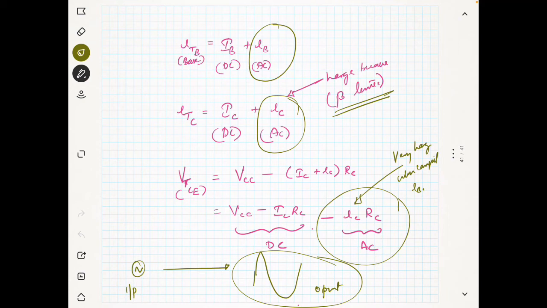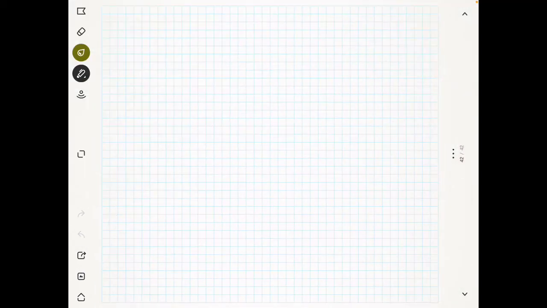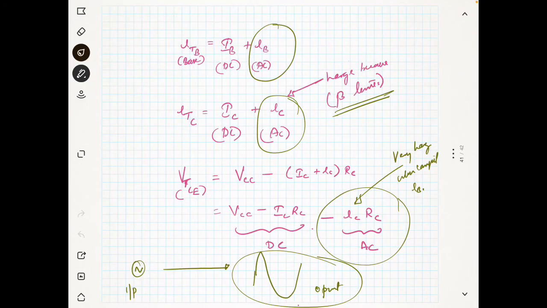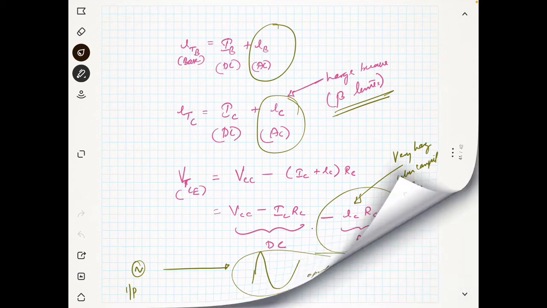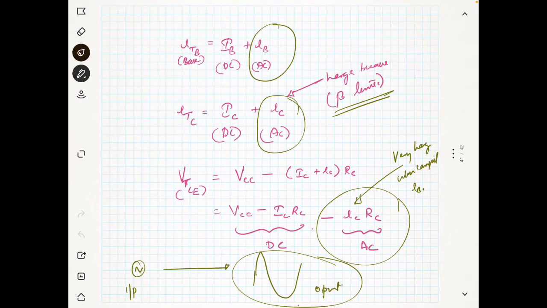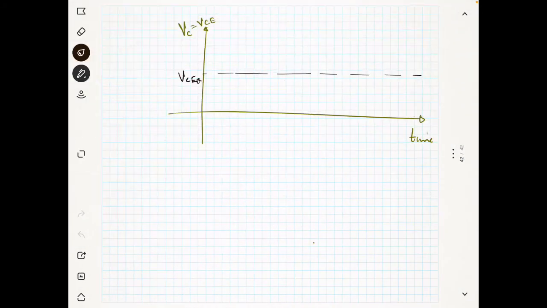Suppose you measure the voltage at the collector, VCE, at this time instant. That means VC equals VCE. Your voltage was originally VCEQ, but you see here it has been changed by a factor, minus IC into RC. If you have a large RC, then it will be amplified further. So you can see here it is minus.